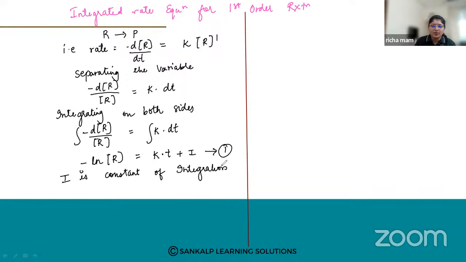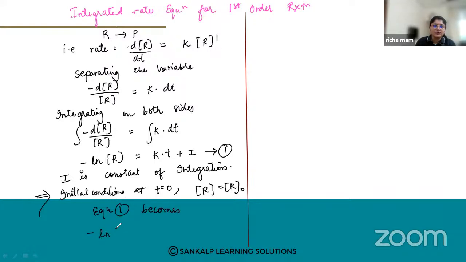Now we are going to put the initial conditions. If you want to find the value of I, we have to put the initial conditions, that is, at t equal to 0, r will be equal to r naught. So equation 1 becomes minus ln of r naught is equal to I.